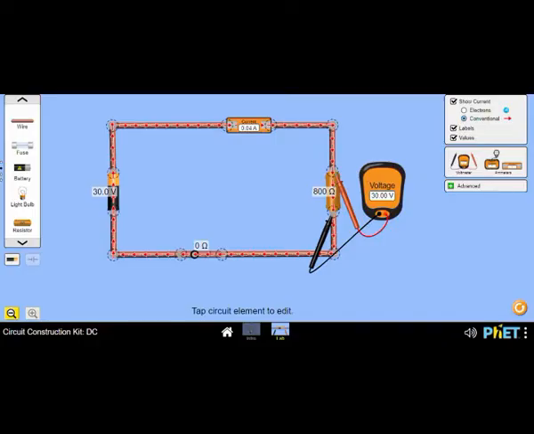In our PhET simulator diagram, we have here the ammeter, which we use to measure the current. We also have the voltmeter, which we use to measure the voltage. Together with these two are the resistor, the switch, the battery, and also the wires.